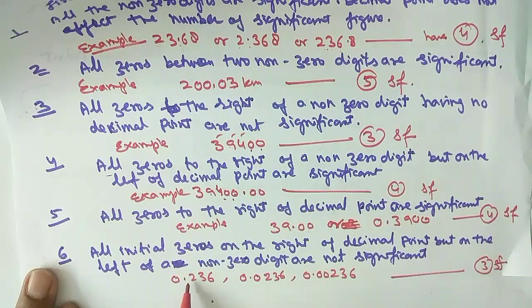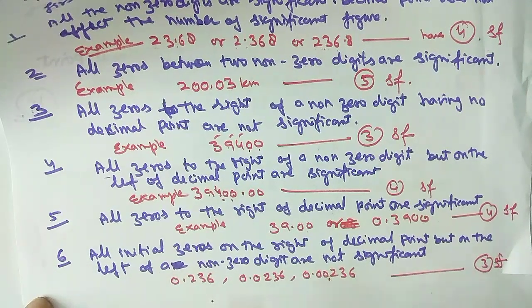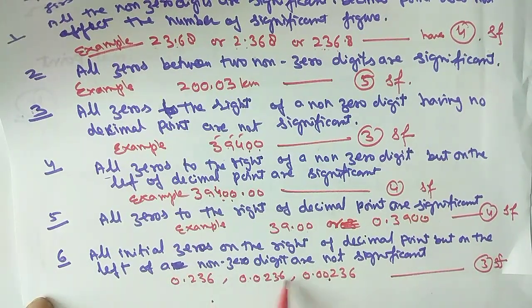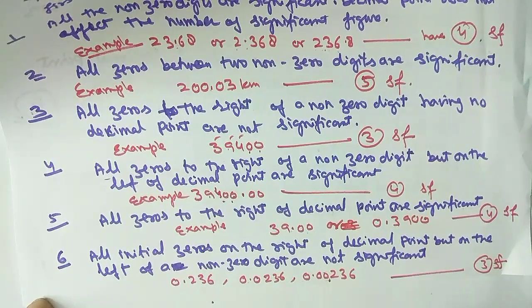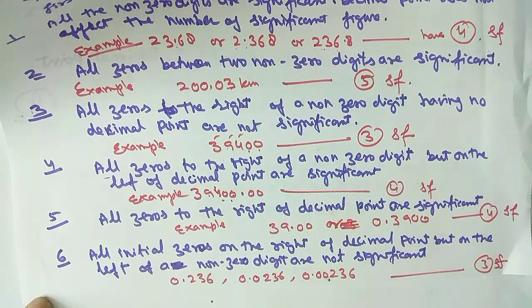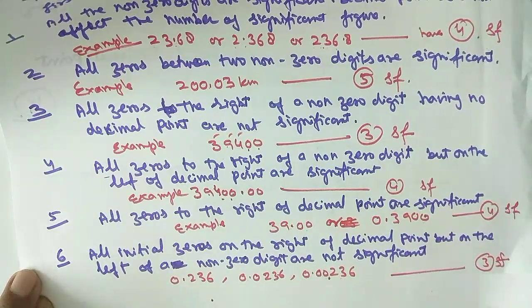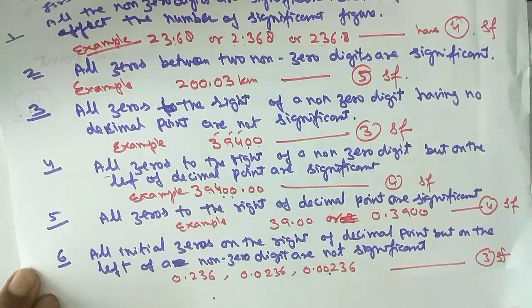So these zeros will not be considered significant figures. All the initial zeros. It is very easy to remember: all zeros before the non-zero digits are not significant. So these zeros will not be considered as significant figures. So these are the 6 rules.